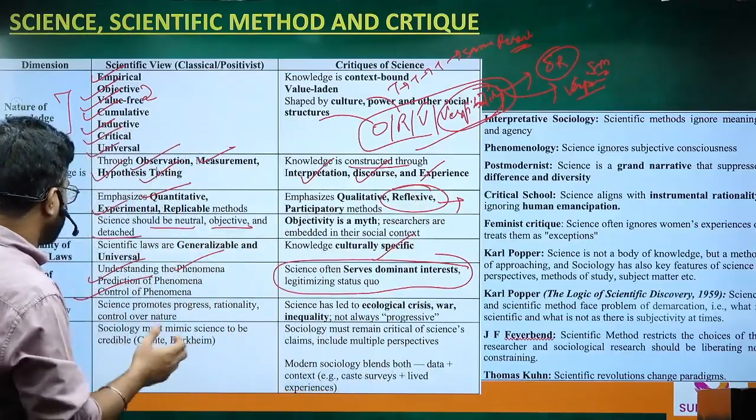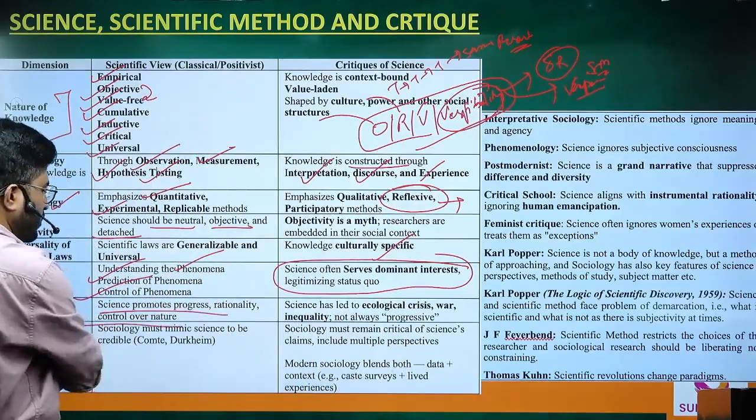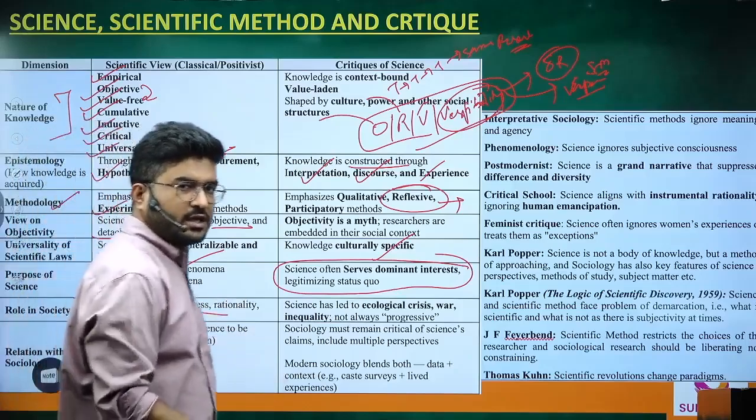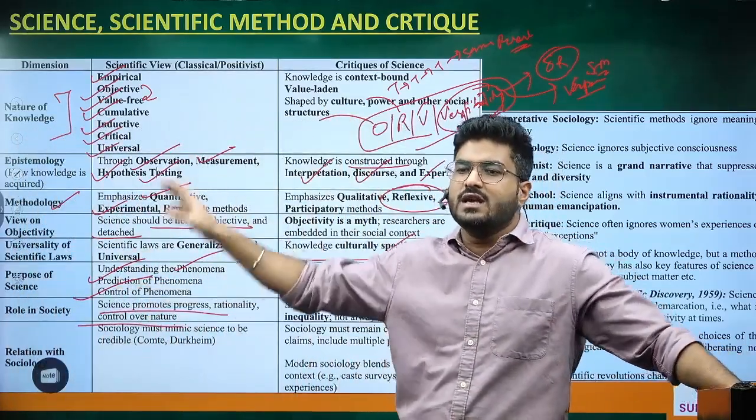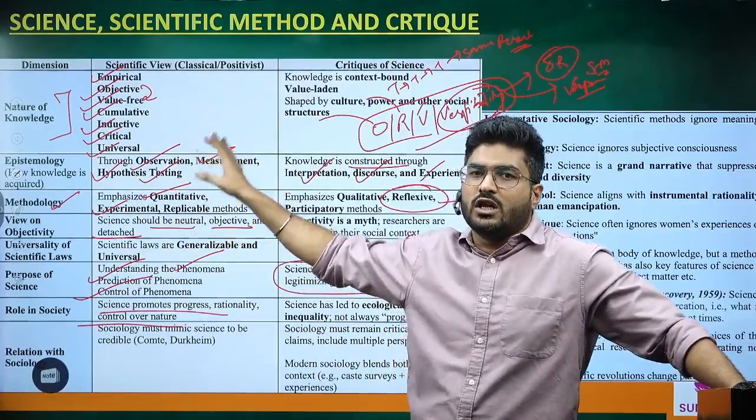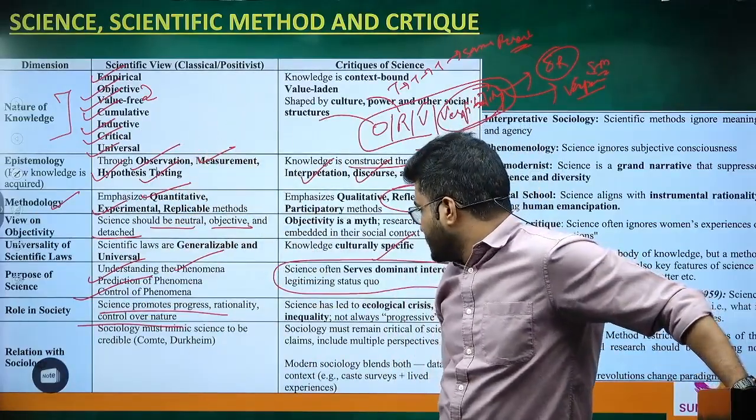Then what is the role of society? Science promotes progress, rationality and control over nature. So August Comte also said that if science is looking for progress, we should be utilizing the same methodology of science and focusing on continuing the social progress.